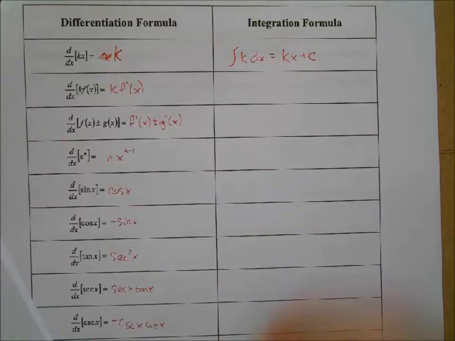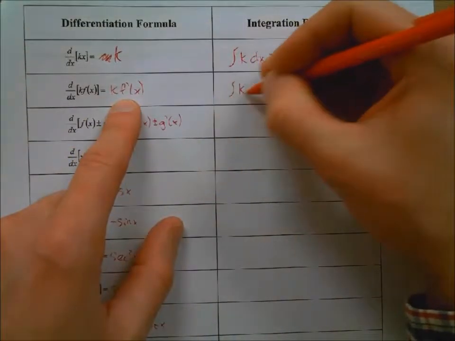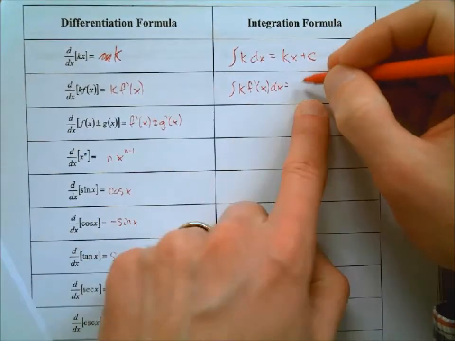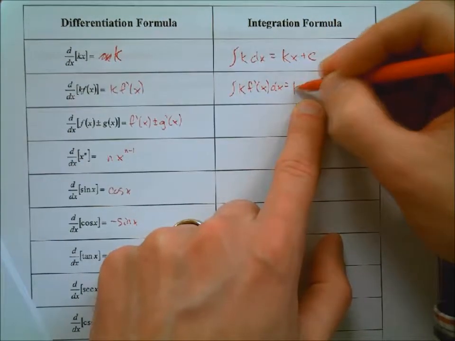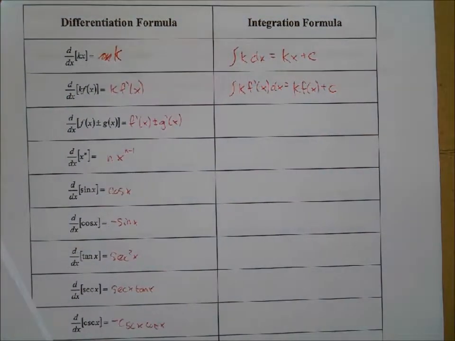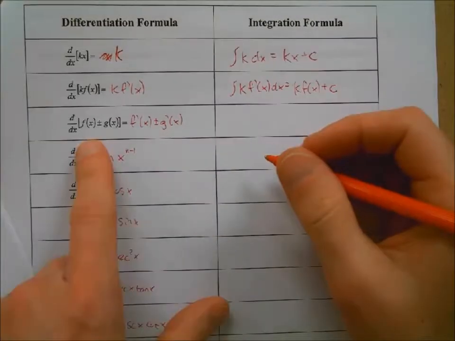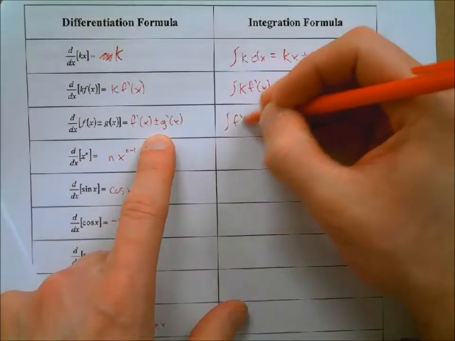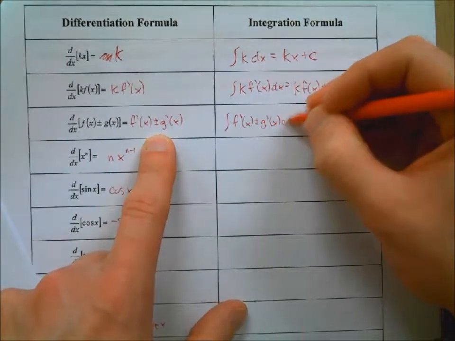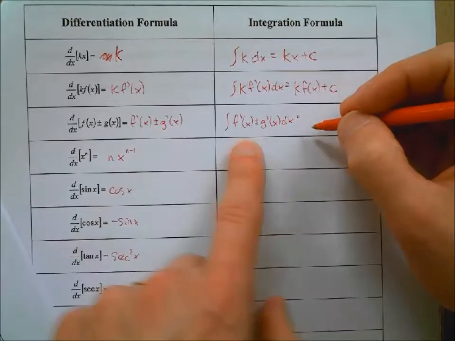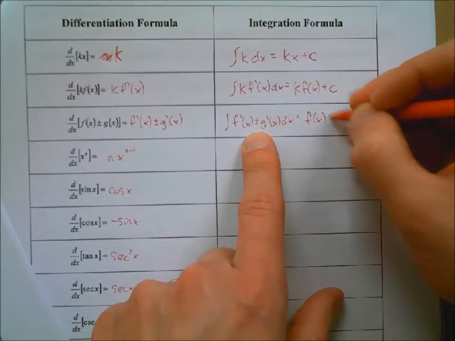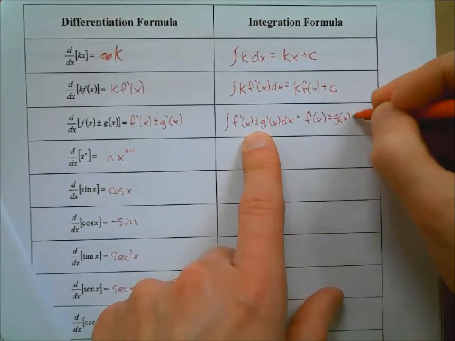Same thing here. We're going to integrate k times f prime of x with respect to x, and so we should end up with k f of x plus c. All right, same thing here. We're going to integrate this sum. We're going to integrate f prime of x plus or minus g prime of x dx. So the integral of these derivatives should be back to the original functions, f plus or minus g of x. And again, don't forget the plus c at the end.